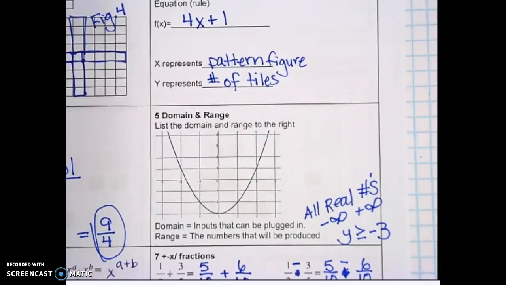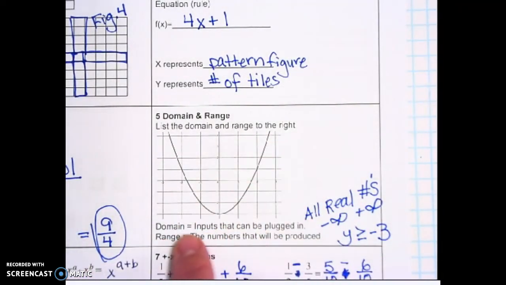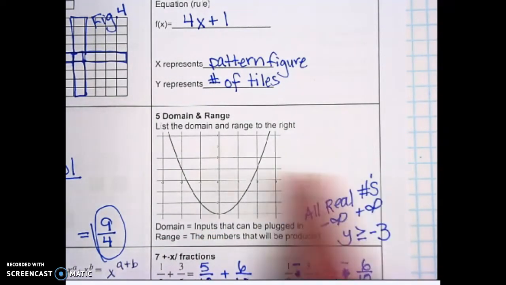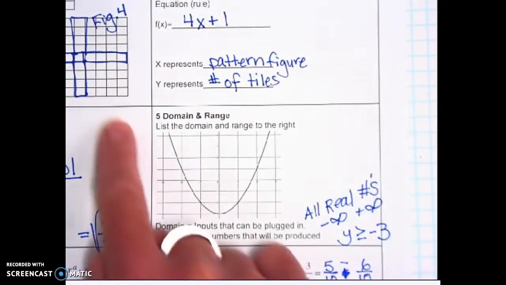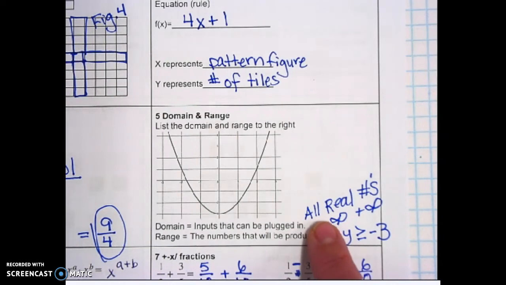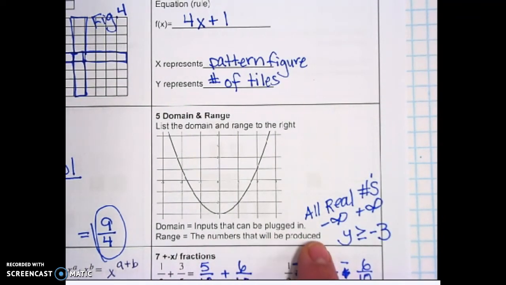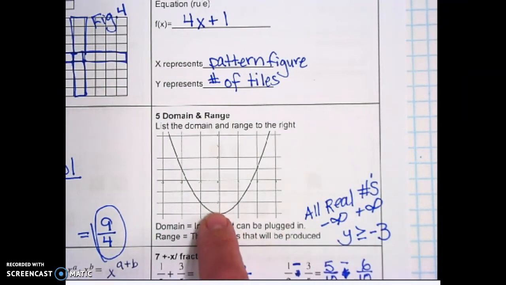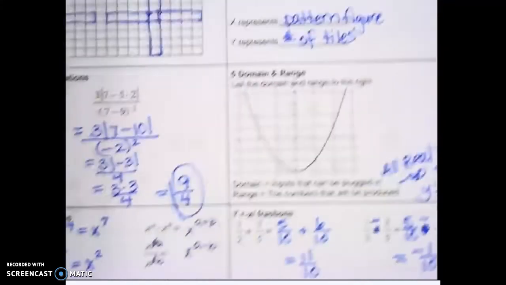In box number 5, it says list the domain and range up to the right. So the domain is going to be all real numbers, because this parabola is going to extend forever this direction and extend forever this direction. You could also write negative infinity to positive infinity, or you can write all real numbers. Range, the numbers that will be produced. So when you plug in, the lowest number it could ever be is negative 3, so it's going to be greater than or equal to negative 3.